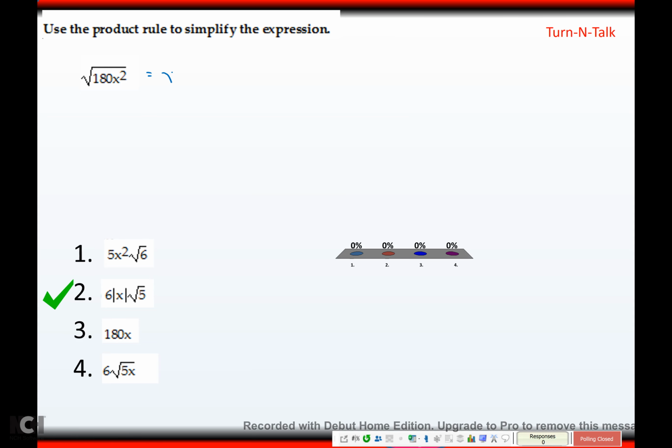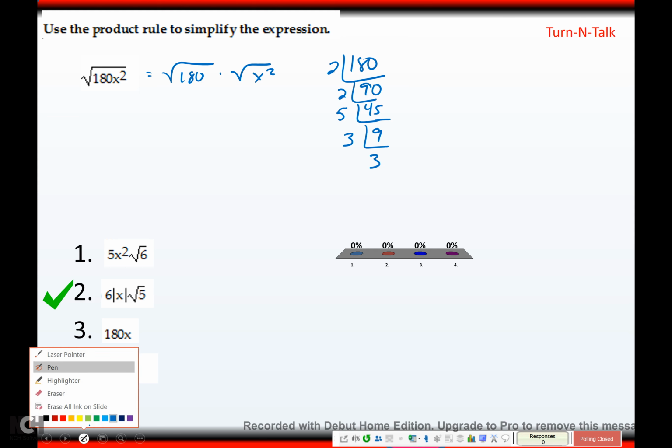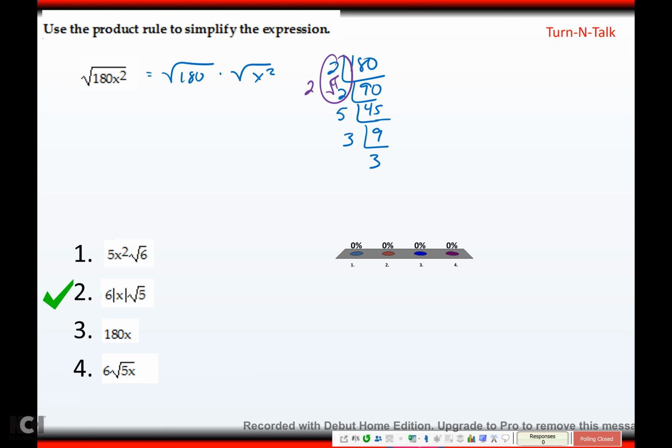Alright, so this is the same as the square root of 180 times the square root of x squared. So if I break down 180, by 2 is 90, by 2 is 45. 2 isn't going to work anymore, but 5 will work, is 9. 5 won't work anymore, but 3 will work. By 3 is 3. So I have 2 2's is 4, square root of 4 is 2. 2 3's is 9, square root of 9 is 3. 5 doesn't have a partner, so he stays in. So I have 3 times 2 is 6 times the square root of 5.